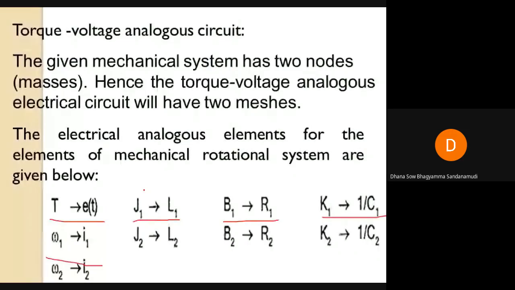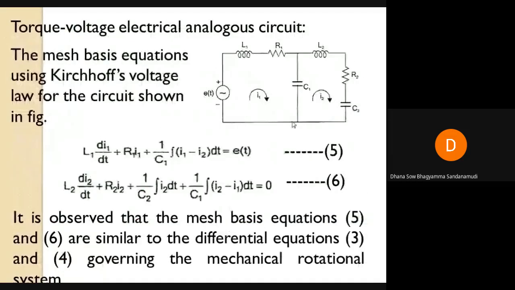So I think this analogous circuit I have taken on one slide and explained to you. We have also already discussed how this circuit is plotted. After plotting this circuit, we must apply Kirchhoff's voltage law in each loop. Two loops are there. Since there were two nodes, you will get two loops.